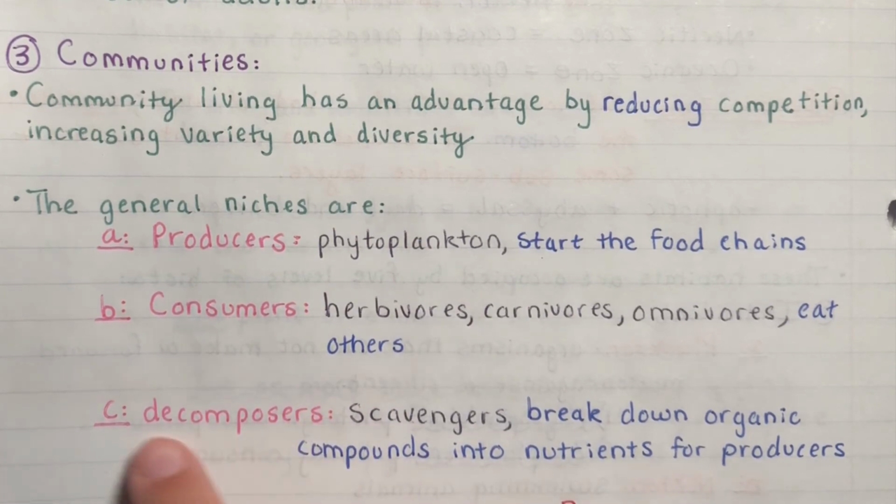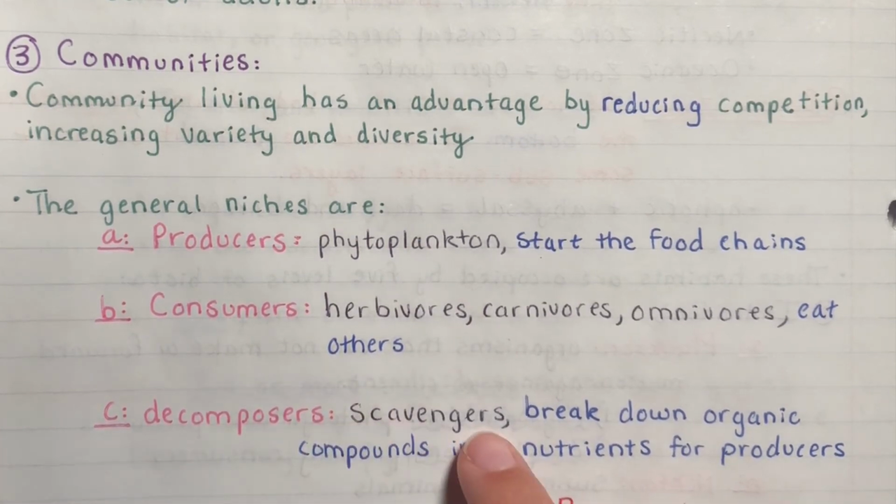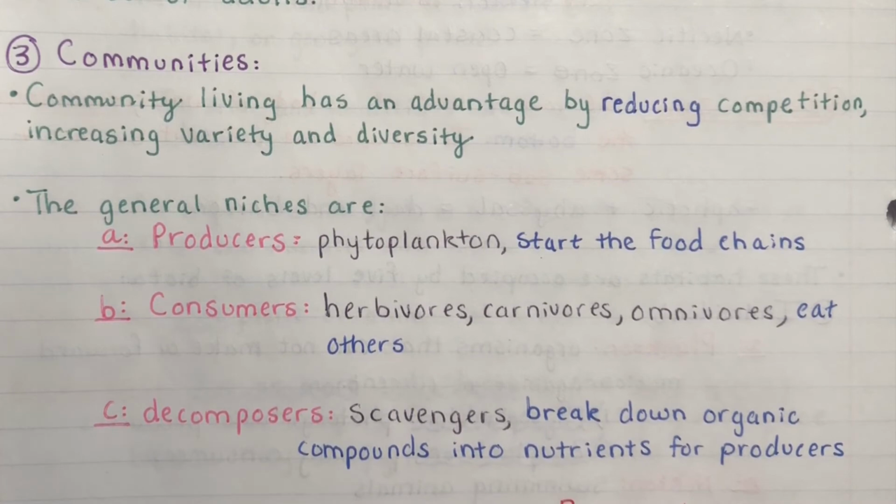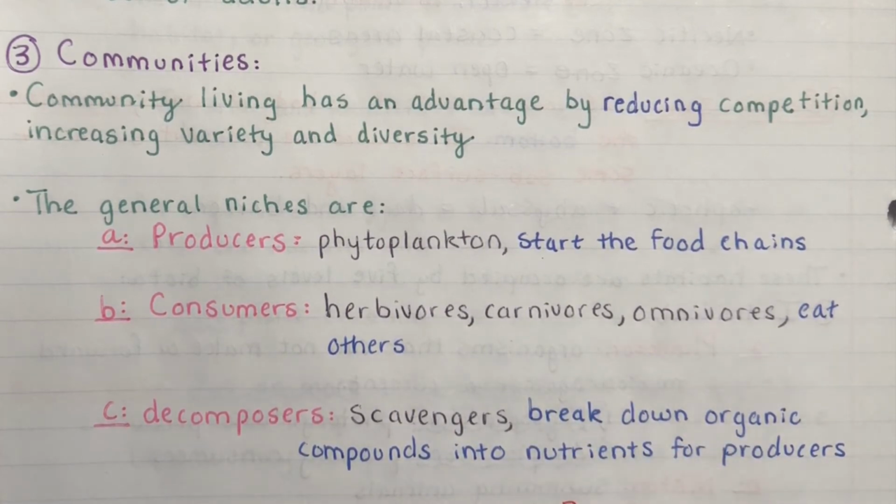And then lastly, we have our decomposers. These are all of our scavengers. Decomposers break down organic compounds into nutrients for producers to use and start the cycle all over again.